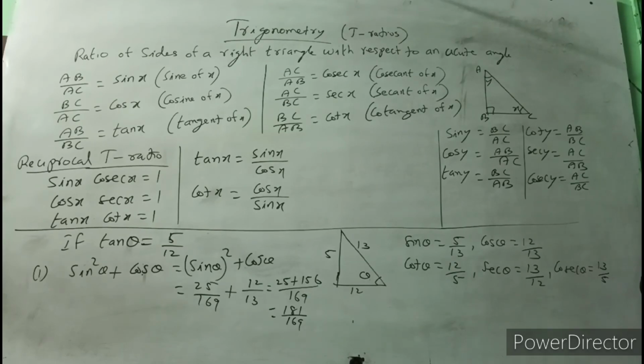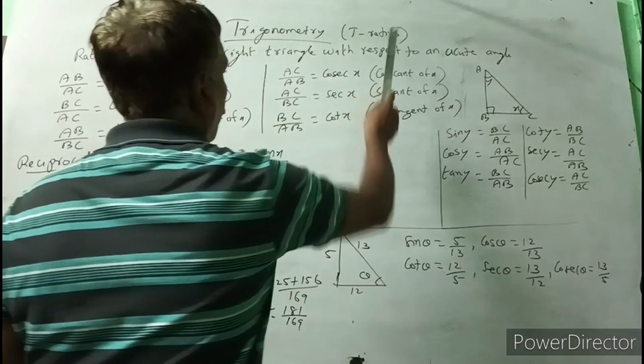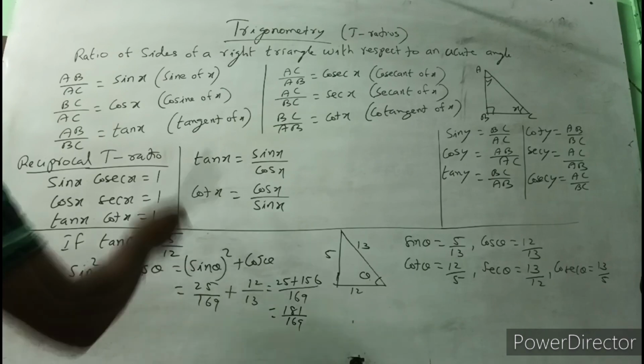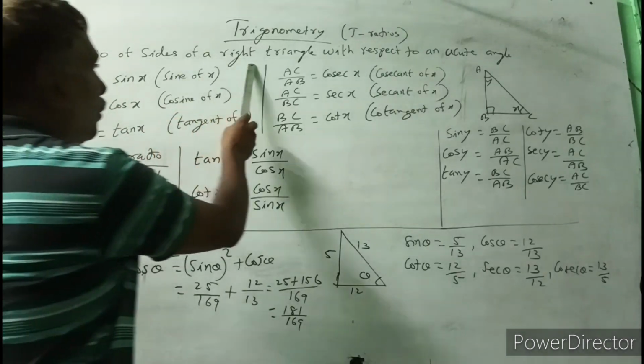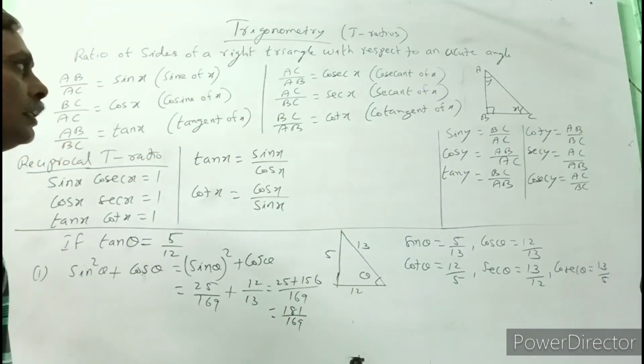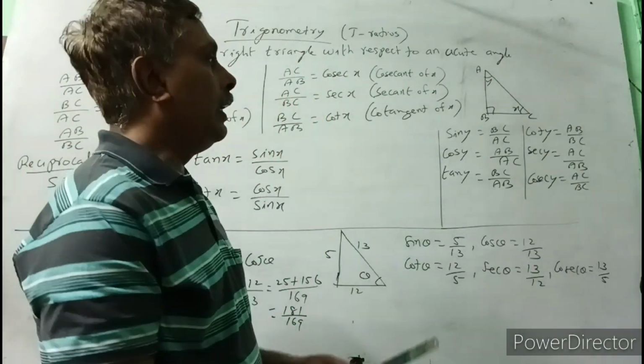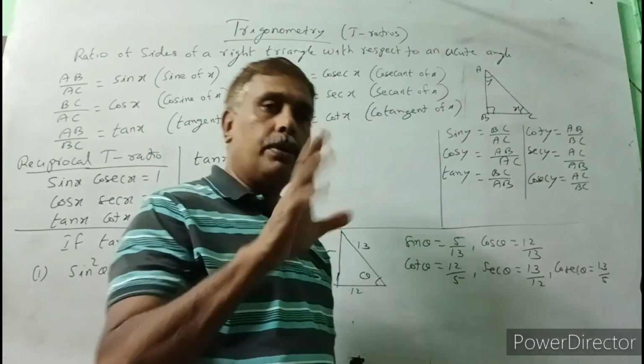So today we will discuss trigonometry or trigonometric ratios. In short, we are saying T ratios. So what actually are T ratios? The ratio of sides of a right angle triangle with respect to an acute angle. Means in a right angle triangle, you take any one of the acute angles.